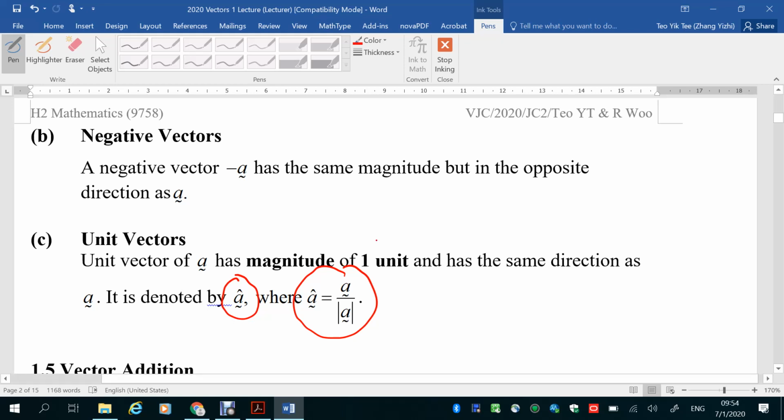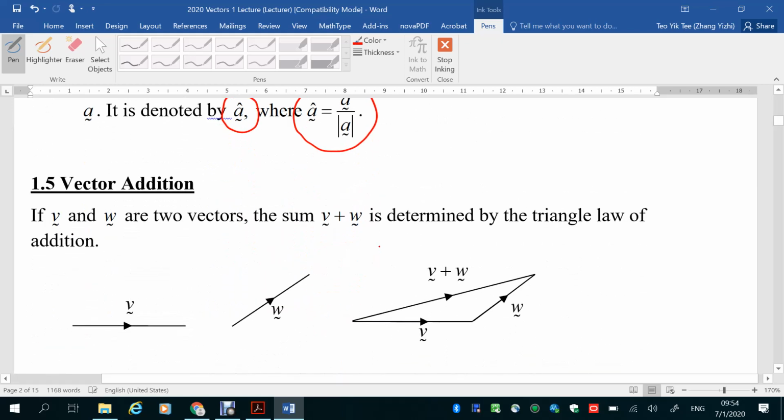So next one, vector addition. Probably you have learned this before in your secondary school. I know some schools do vectors, some secondary schools don't do vectors.